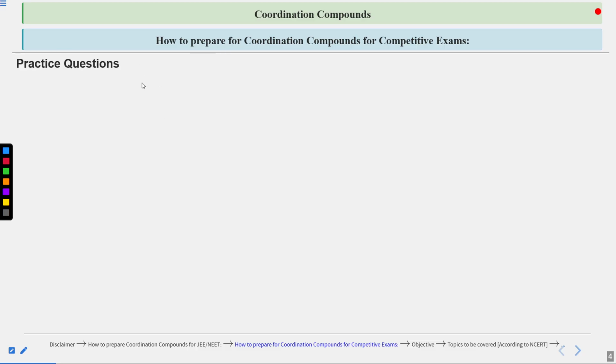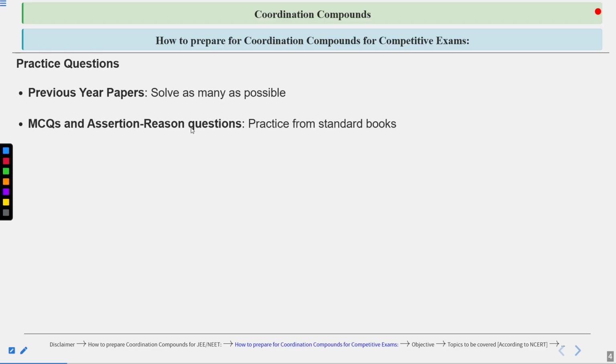And you can also practice the questions. Like the previous year papers, solve as many as you can. Then some MCQs and assertion reason questions. Some examinations cover MCQs and assertion reason type questions, so that can also be covered under the chapter coordination compounds. Practice from some standard books.